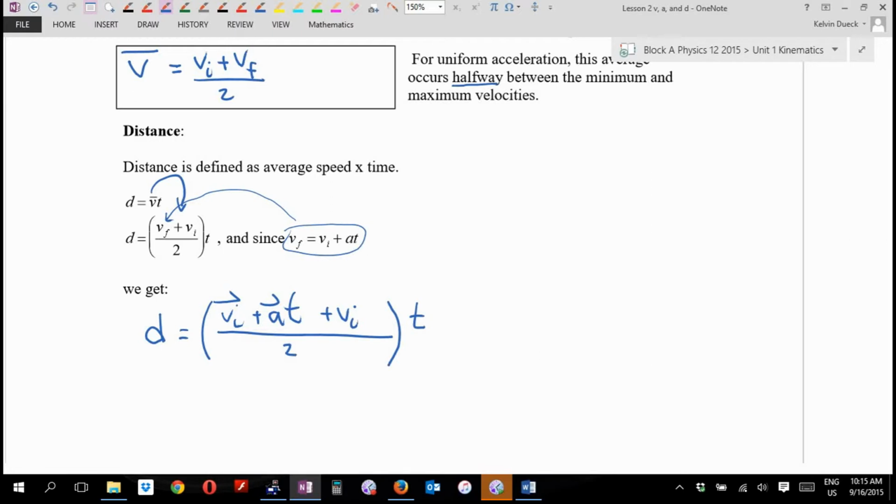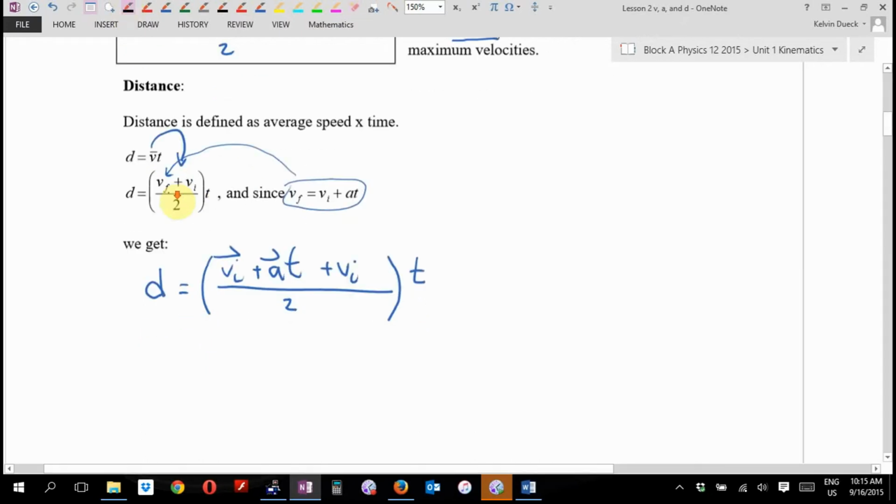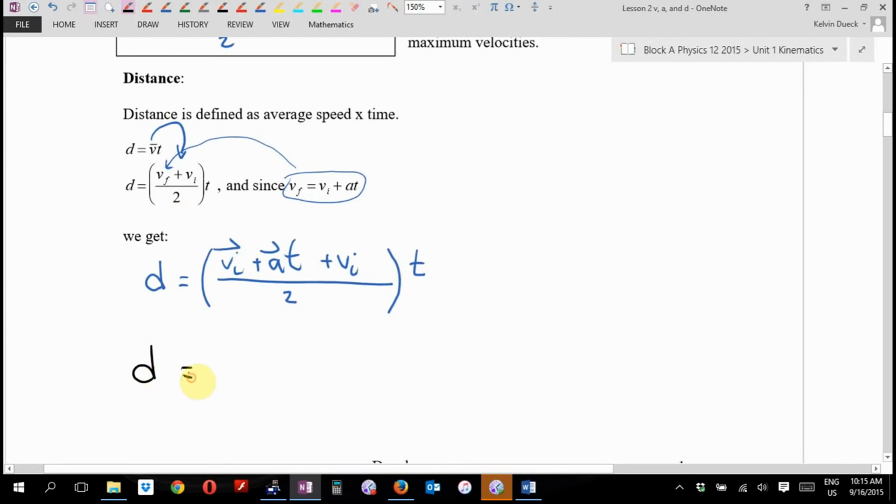Is that okay, Lewis? So far, so good? I notice, though, I have VI plus VI. What's 1 VI plus 1 VI? It's got like terms. So I could, if I wanted to, rewrite this as D equals 2 VI plus AT, all over 2, times T.